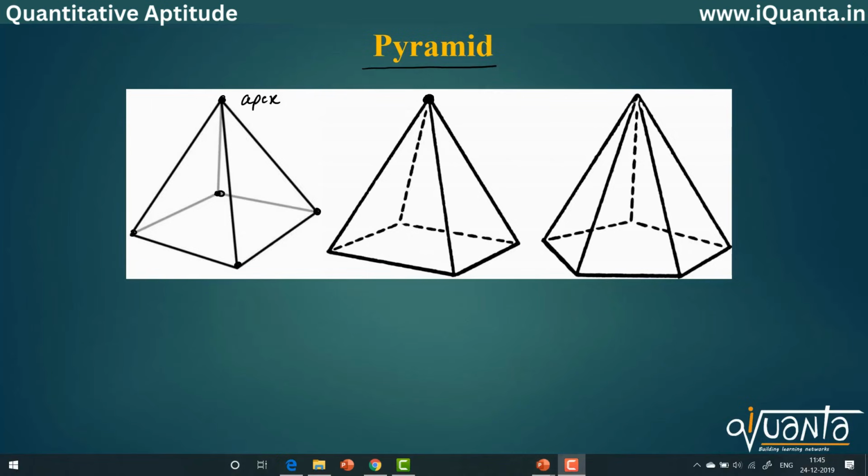So depending upon the type of base, we have different types of pyramids. We have square pyramids, that means square base. Rectangular pyramid, that means rectangular base. Octagonal pyramid means octagonal base. Hexagonal pyramid means hexagonal base.